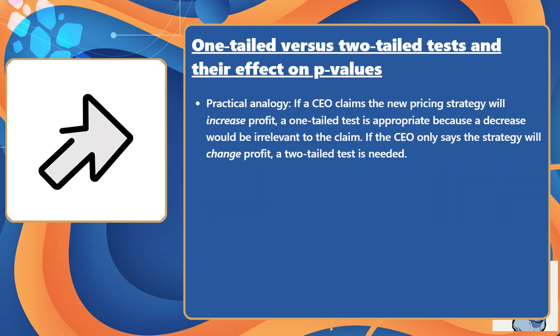Practical analogy: if a chief executive officer claims the new pricing strategy will increase profit, a one-tailed test is appropriate because a decrease would be irrelevant to the claim. If the chief executive officer only says the strategy will change profit, a two-tailed test is needed.